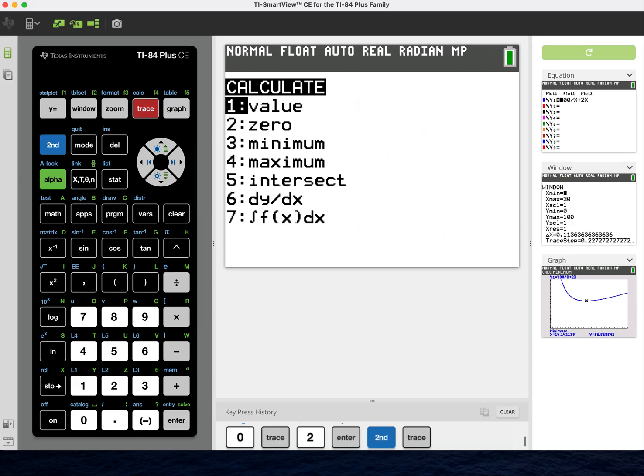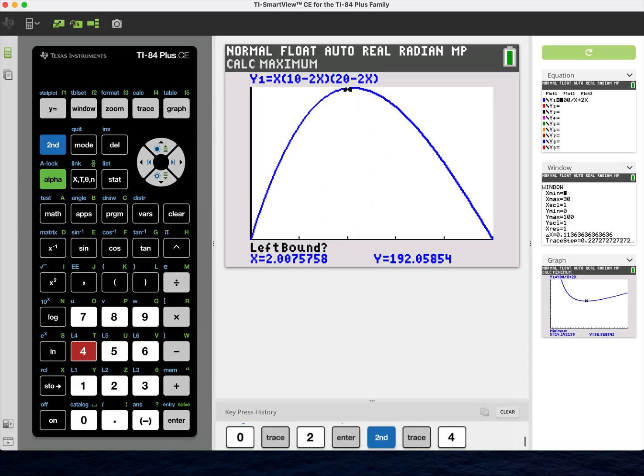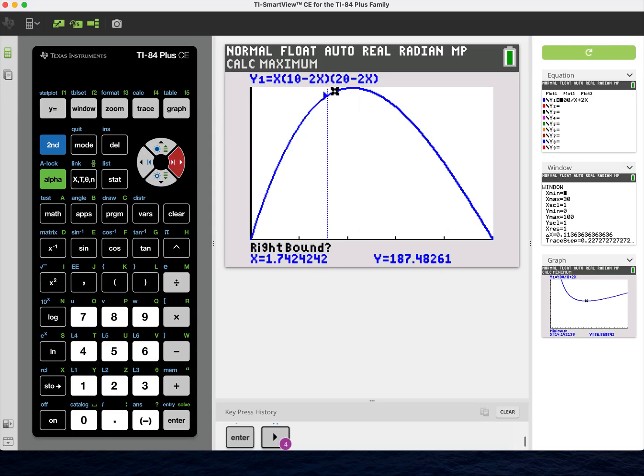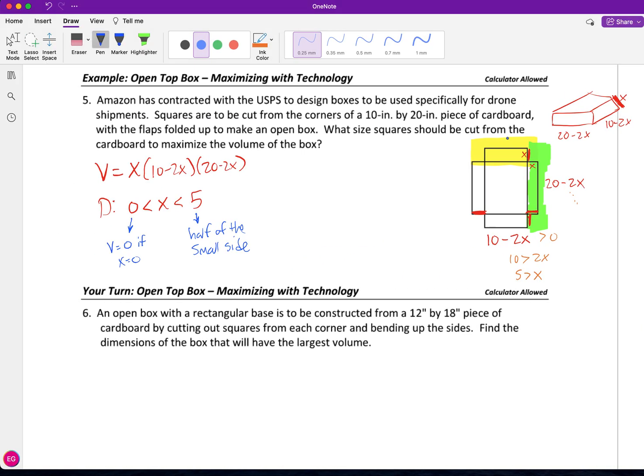And so we're going to hit second calc. This time we'll hit maximum. We need to make sure that we are very clearly past it. It's a little high up, so it's kind of hard to see the cursor up there, but you could always adjust the y min and get a little guess. And I get this 2.113 and 19245.